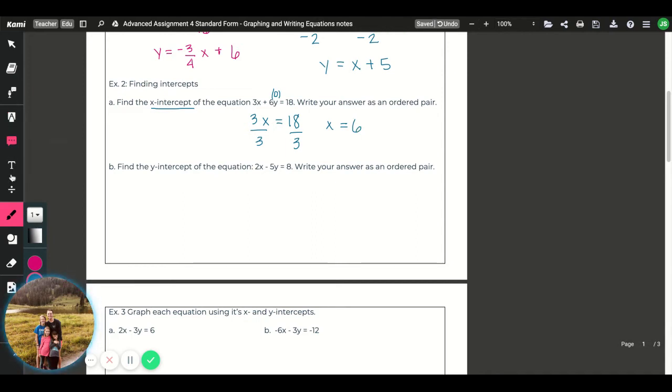It's important to note, though, that this says as an ordered pair. So when I was looking at the Delta Math, I actually got it wrong the first time because I didn't read directions carefully and I didn't write it as an ordered pair. So an x-intercept of 6 on the x-axis, if x is 6 over here, that ordered pair is 6, 0. So you have to enter it into Delta as that ordered pair, otherwise you won't get it correct. It will mark you wrong.